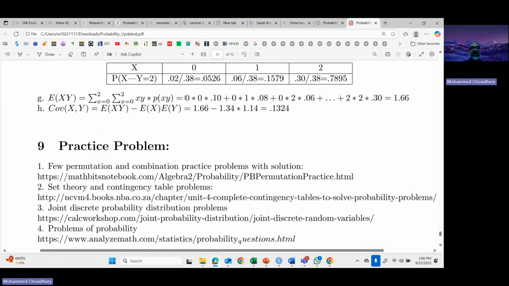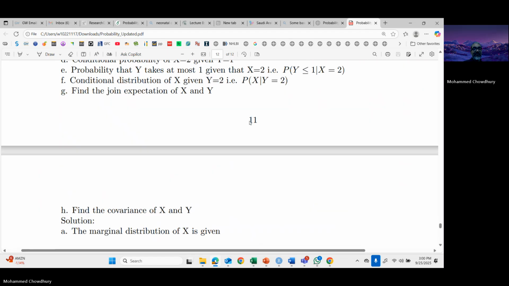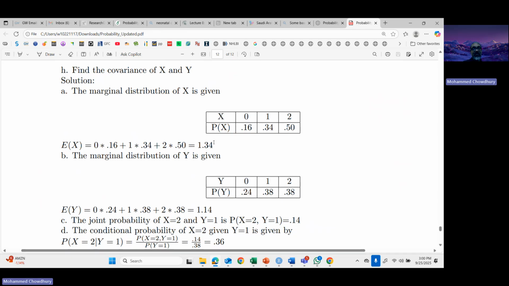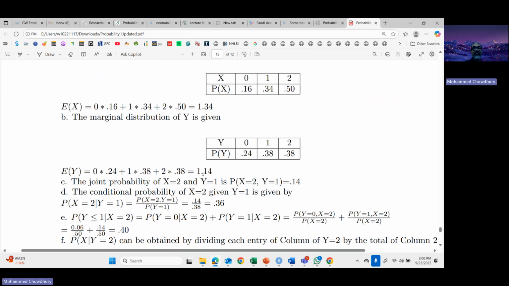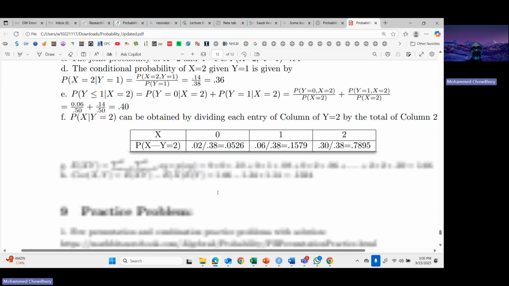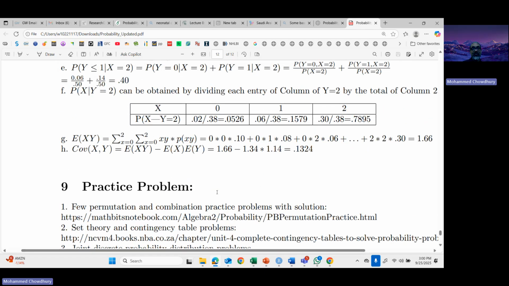So I got the joint expected value equal to that, and this is equal to 1.66. The expected value of x and the expected value of y I already found in here. Here is the expected value of x. Here is the expected value of y. This is the formula that I used to find this.